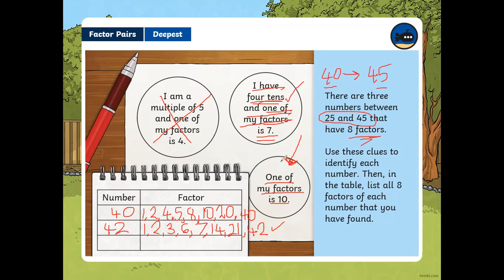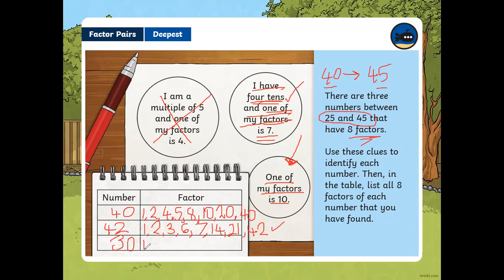Now we're going to the third number. One of my factors is 10. Between 25 and 45, what number can have a factor of 10? 30 or 40. 40 is already one of the answers, so the other answer left is 30. Exactly, because it's either 30 or 40 that's going to have a factor of 10.